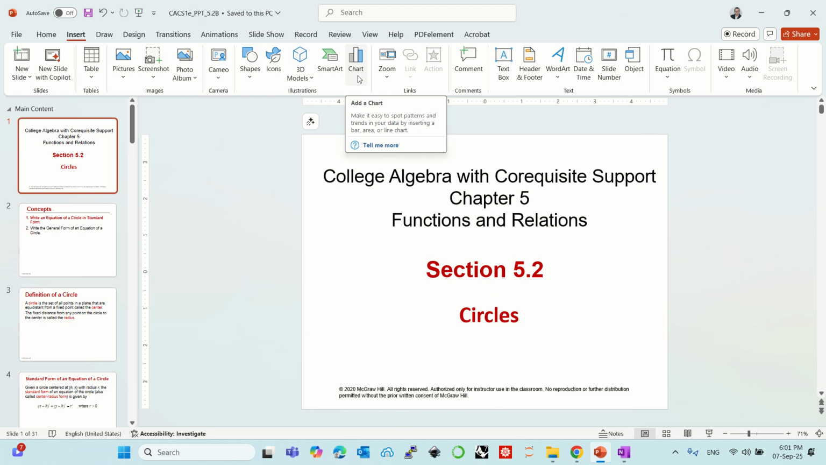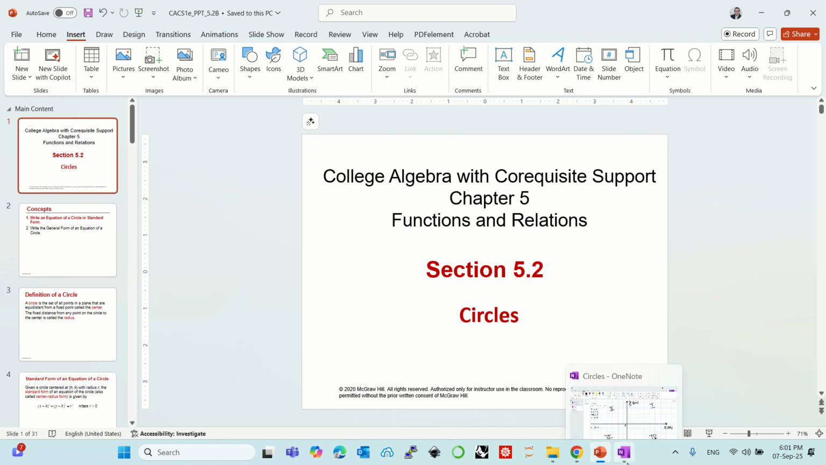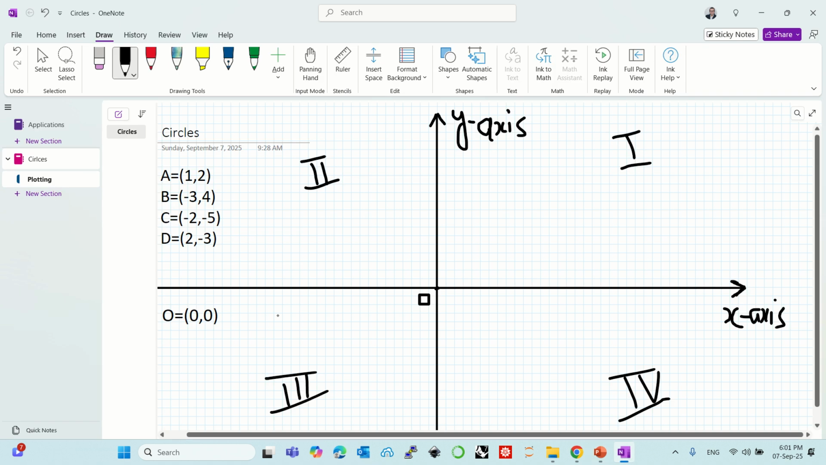Today, we're going to discuss section 5.2 circles. Before doing so, we're going to recall some basic ideas about plotting points on an orthonormal system.